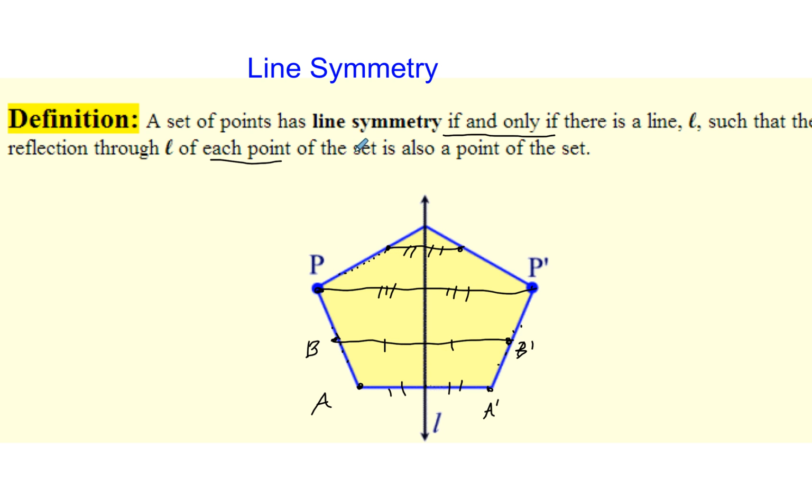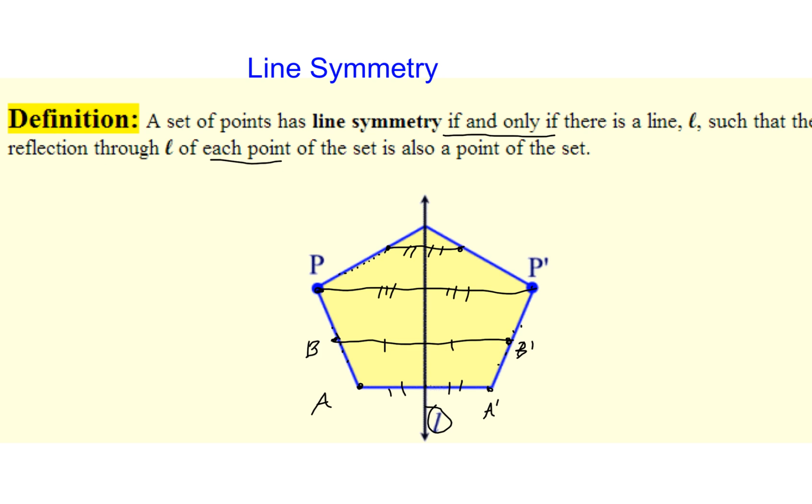So this regular pentagon has line symmetry. Why? Because every point that is on this set of points, namely every point that is on this regular pentagon, can be reflected over this line of symmetry L, and where will I land? I will land on the pentagon.